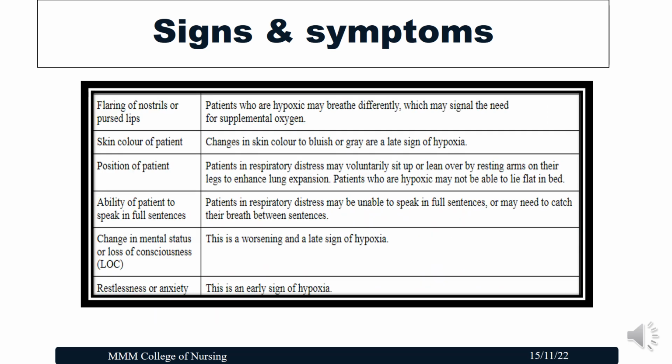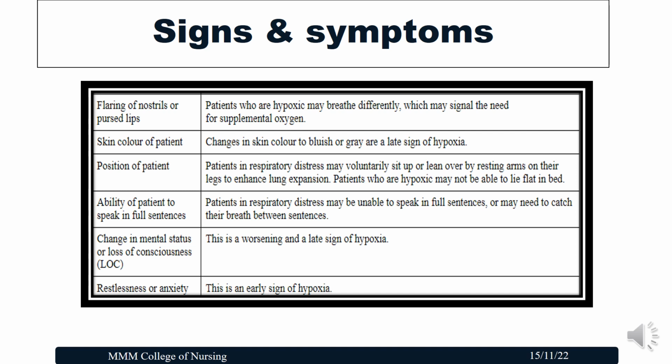The other signs and symptoms include flaring of the nostrils or pursed lip breathing. Patients who are hypoxic may breathe differently, which may signal the need for supplemental oxygen. Then the skin color of the patient, we have to check for the color of the skin. The changes in skin color to bluish or gray are a late sign of hypoxia.